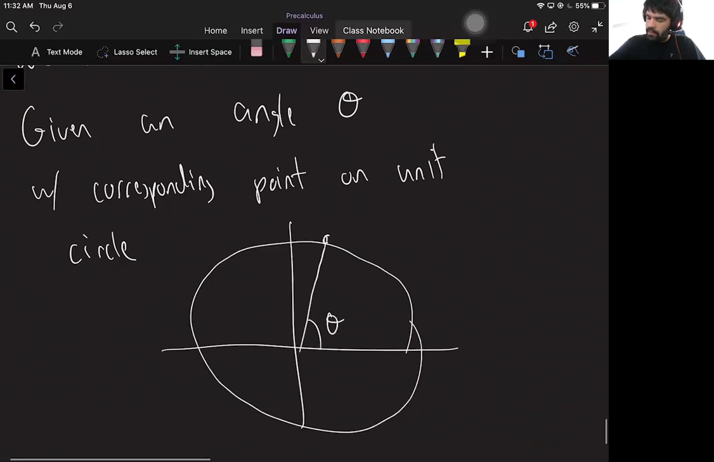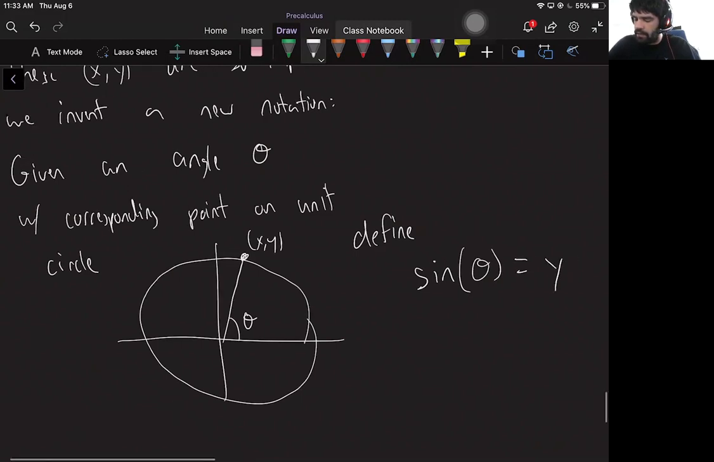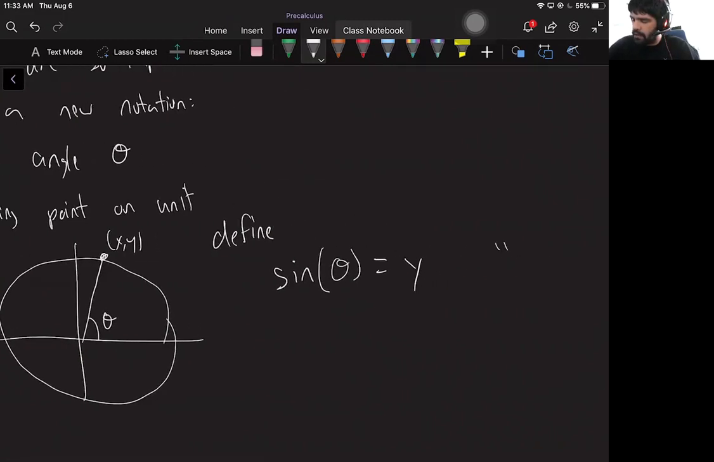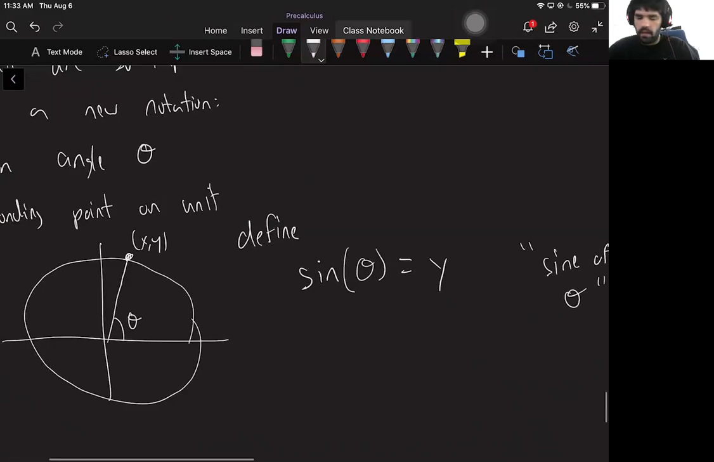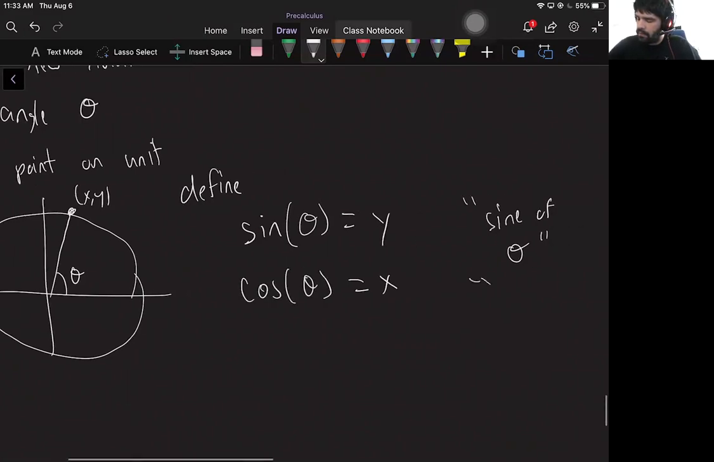Given a theta and a point x comma y on the unit circle, we create a notation that relates them together. We define something called sine of the angle to be the y value that you get on the unit circle. So this is how you write it, and how you say it is sine of theta. Then there's also the x. So what do we call the x point? We call that cosine of theta, or we write it like that.